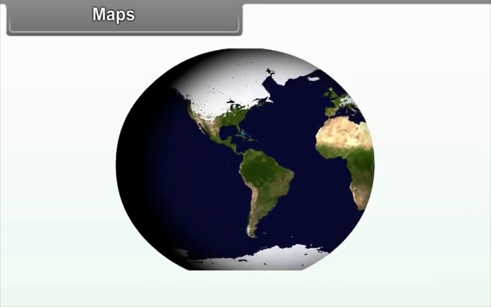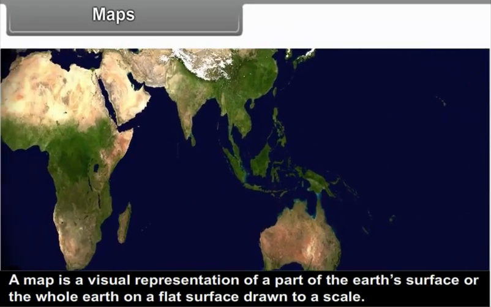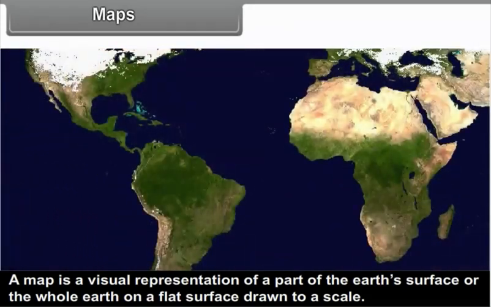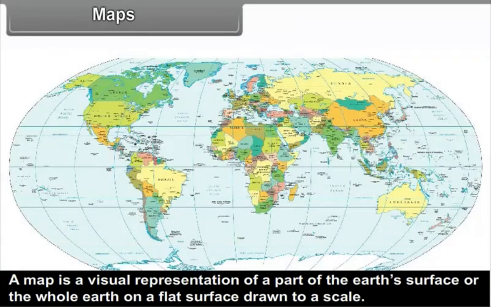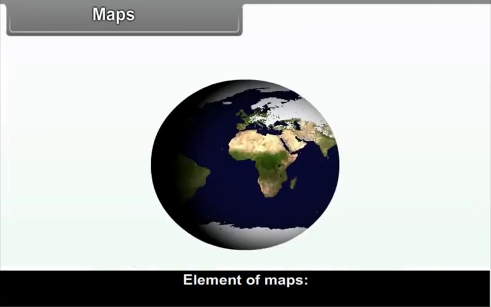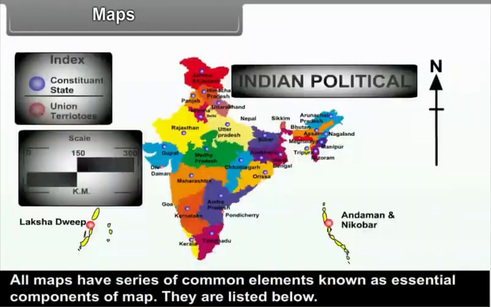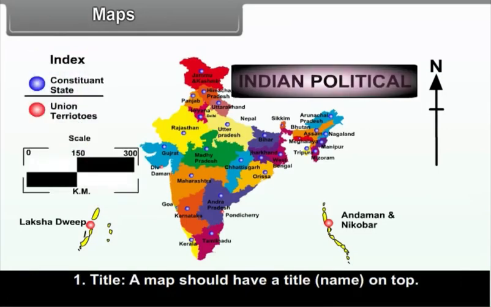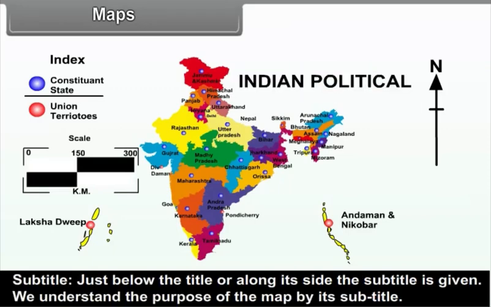(9.2) Maps. A map is a visual representation of a part of the Earth's surface or the whole Earth on a flat surface drawn to a scale. Elements of maps. All maps have a series of common elements known as essential components of the map. They are listed below. Title. A map should have a title, its name, on top. Subtitle. Just below the title or along its side, the subtitle is given. We understand the purpose of the map by its subtitle.